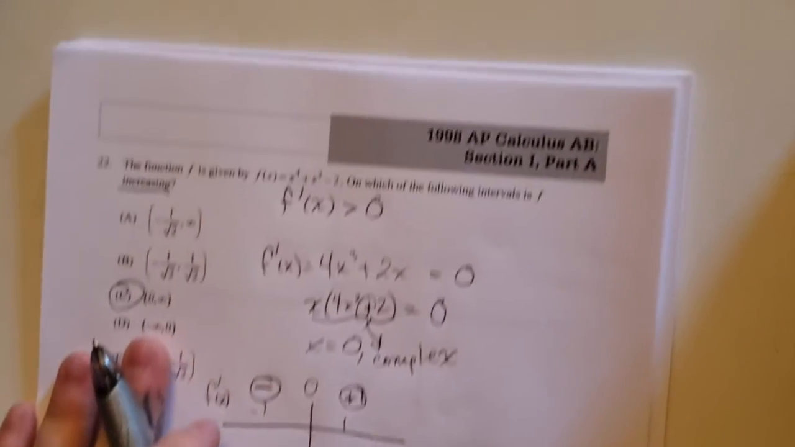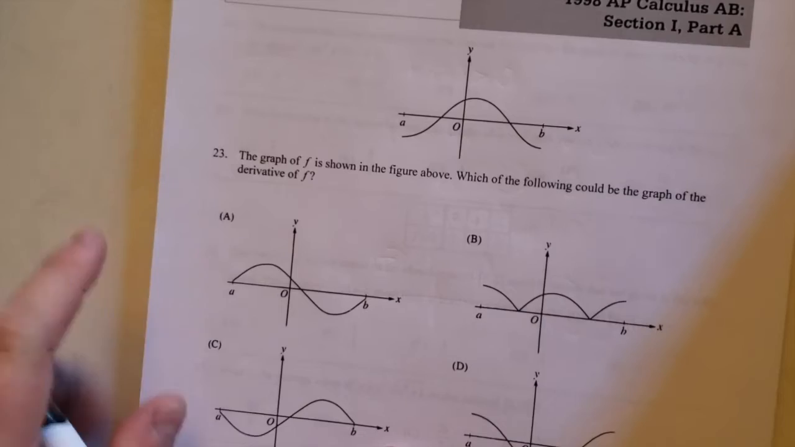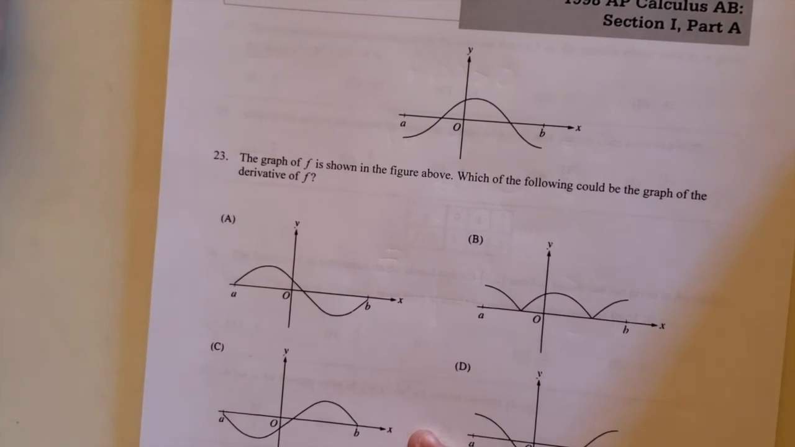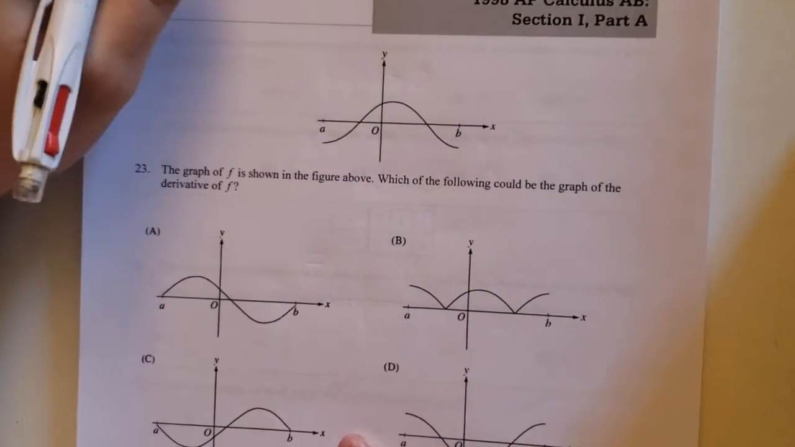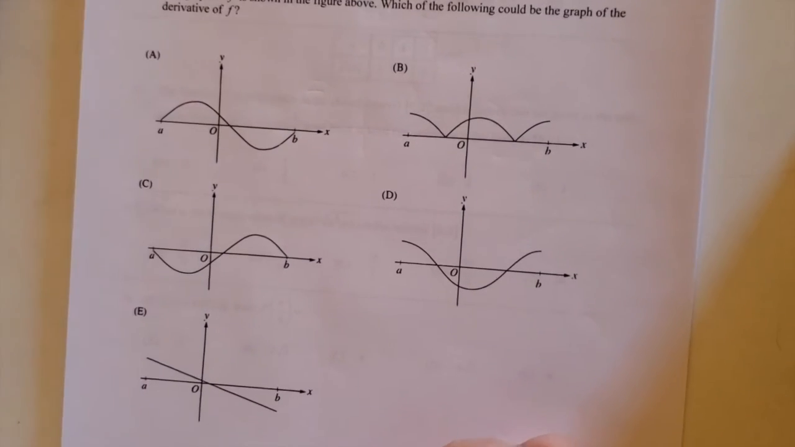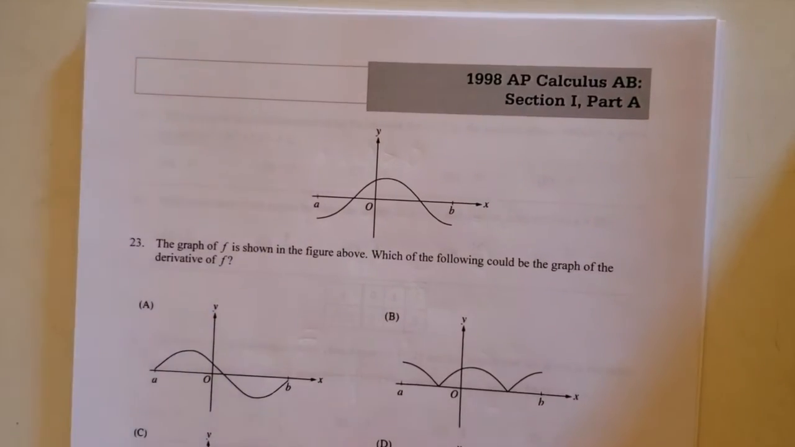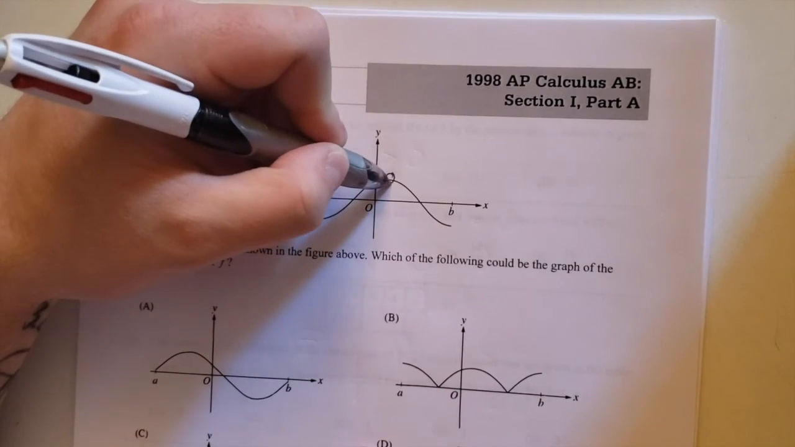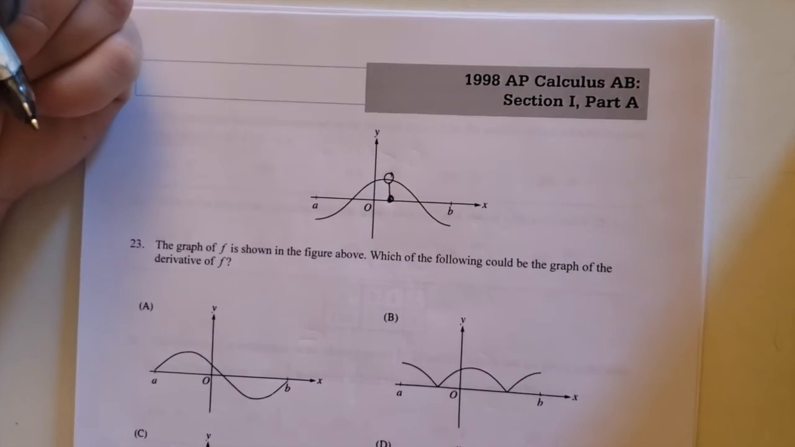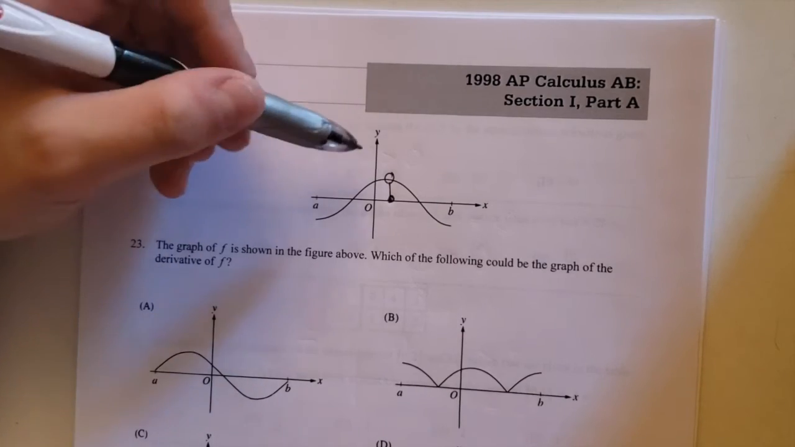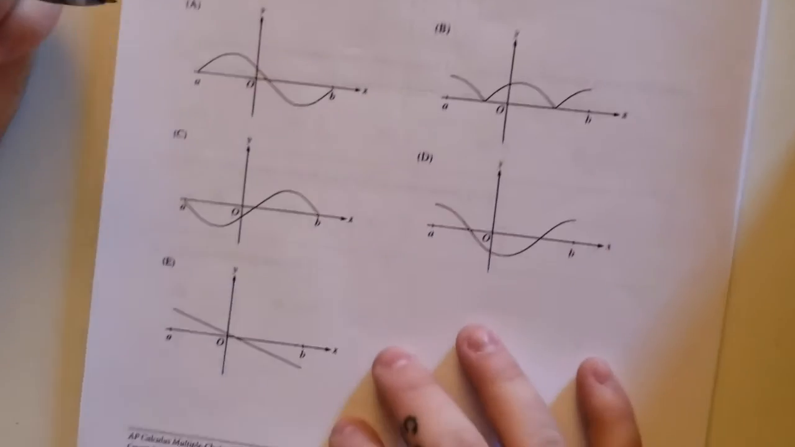All right, let's do another problem. All right, the graph of f is shown in the figure above. Which of the following could be the derivative of f? So when we're thinking about how to translate a function to its derivative, here are your options. I'm going to go back to our original graph. We know that there needs to be a 0 here, so we need to be crossing the x-axis at that point. Let's go and rule things out based on that.